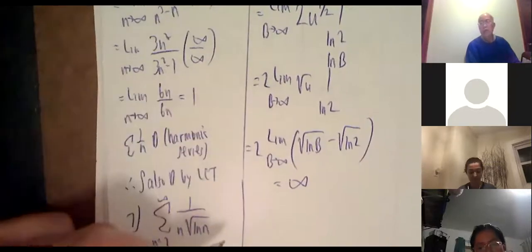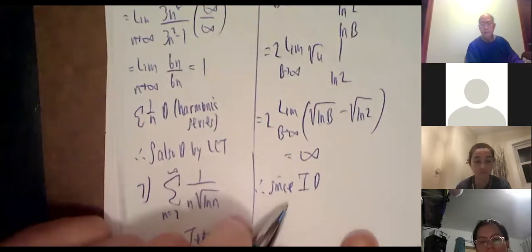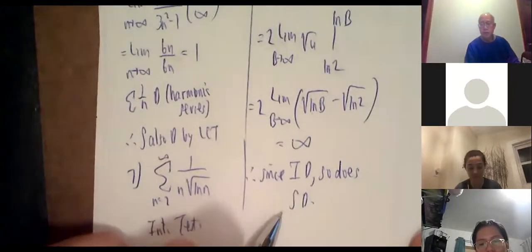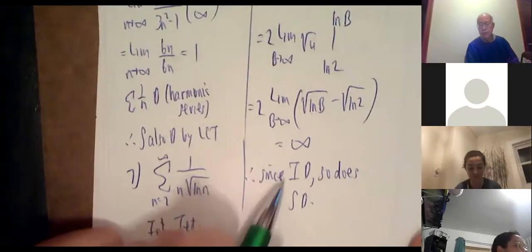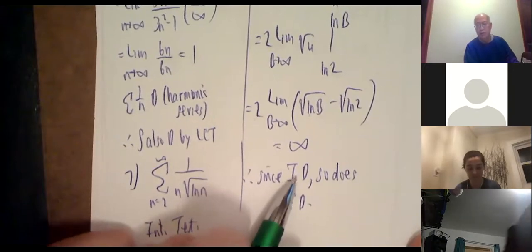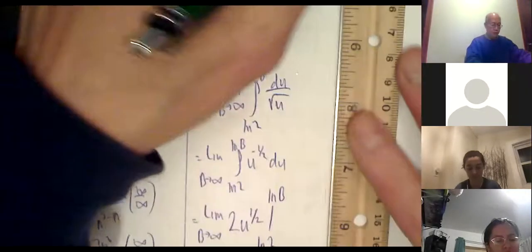What does that mean about the series? It diverges. Whatever the integral does, the series does. So therefore, since ID, what's ID? Integral diverges, so does the series diverge. Since the integral diverges, the series diverges. These abbreviations really help, so you don't have to write out integral diverges and so on. It's a lot more convenient that way.